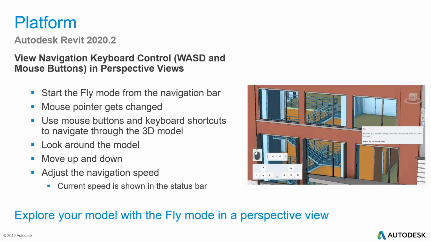You will see the mouse cursor change and you can use the mouse to look throughout the model. Use the middle mouse scroll wheel to adjust the speed with which you move in fly mode, and keep track of the current speed in the status bar.